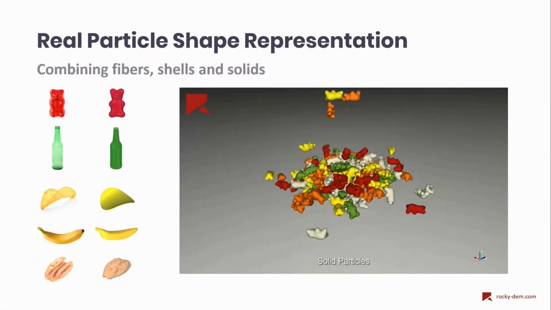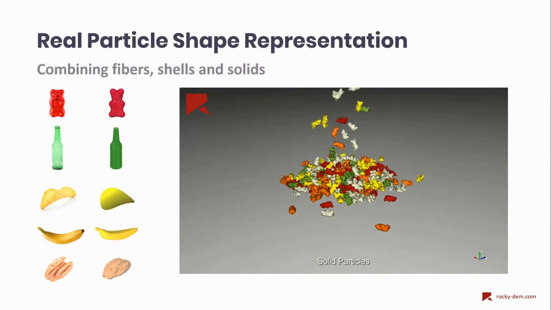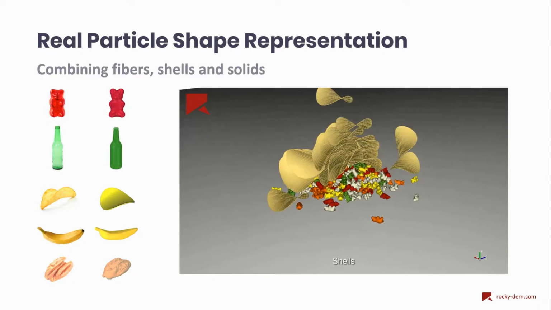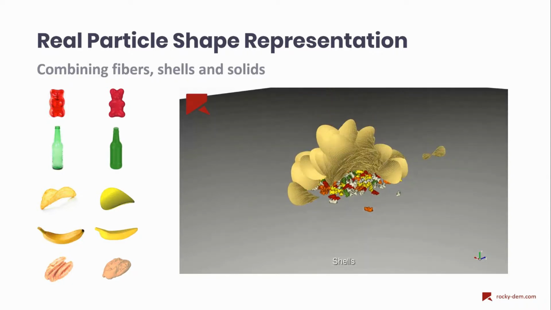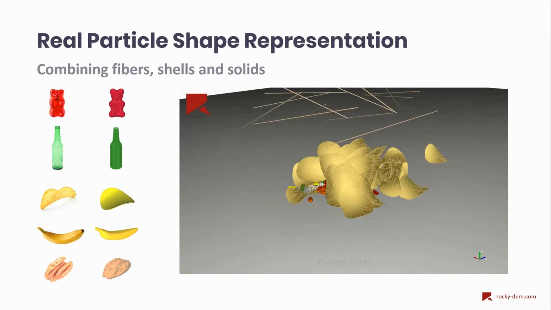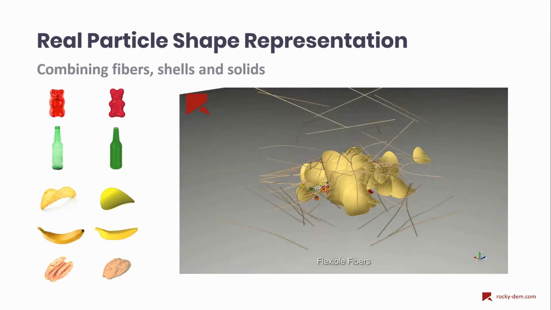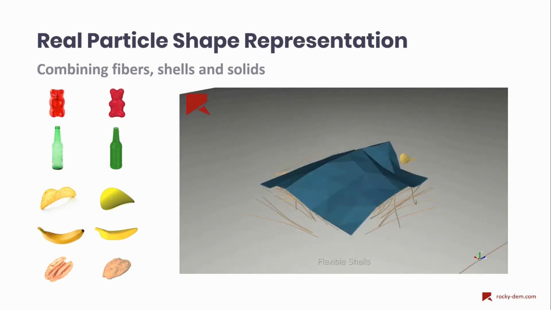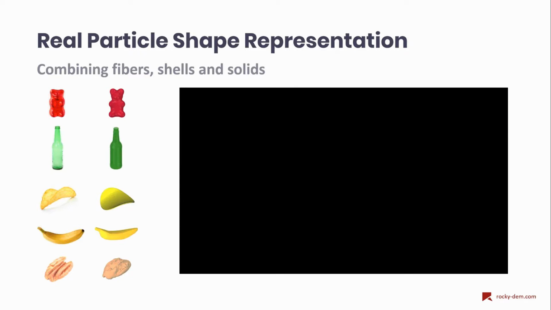In Rocky, we can simulate particles with their real shape. For example, we have gummy bears, then we have chips, and after that we have, let's say, noodle that is fiber material. So you can see each of them has a different shape, based on the real representation. With this, we can define a variety of shapes from a custom designed STL file in Rocky.